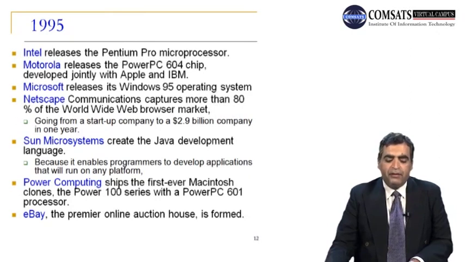In the same year, Sun Microsystems created the Java development language, which makes it to the market. It enables programmers to develop applications that will run on any platform. It is the claim of Sun Microsystems that Java is platform independent. For each platform, a Java virtual machine has been created.